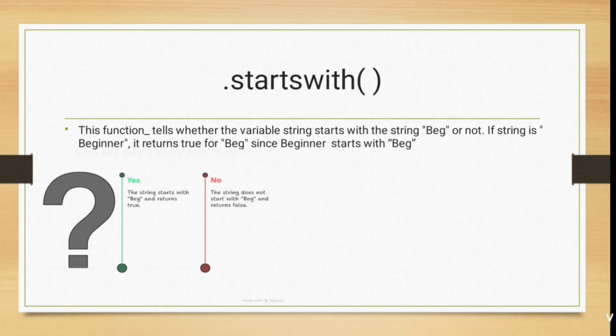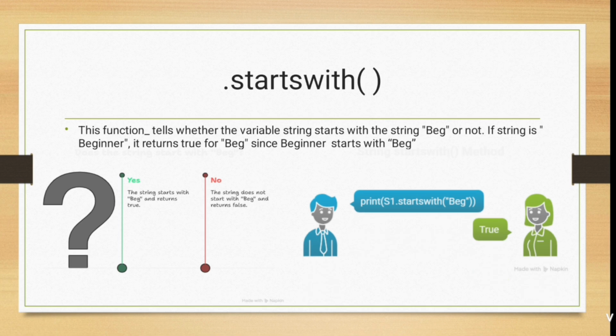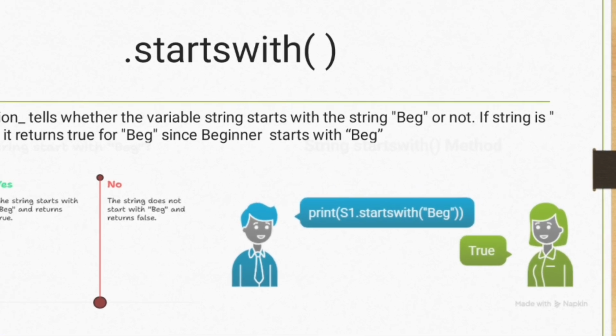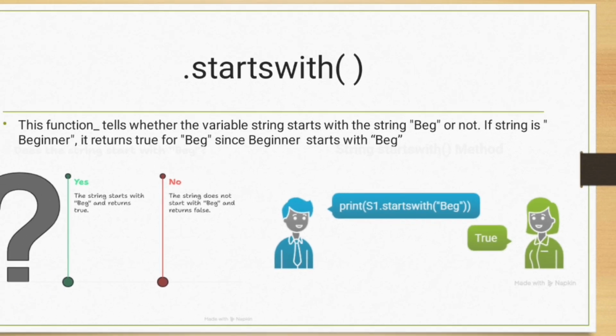Now see, this function tells whether the variable string starts with the bag or not. If string is beginner, it returns true for bag since beginner starts with bag. Let's see with an example here. Here print for printing the output. Here s1, which is a string. Here dot startswith is our string function, and inside the parenthesis I have given a prefix sequence which is bag. Now this code will check, does your string start with bag or not. If it is, then it will give you true output, otherwise false.